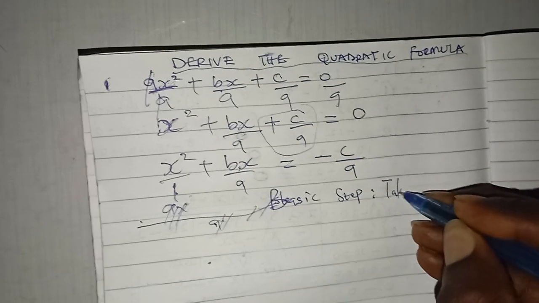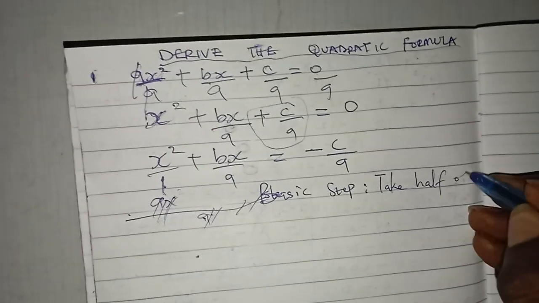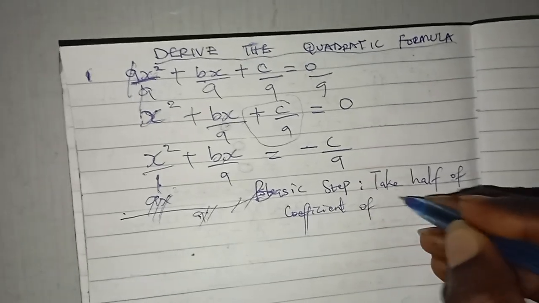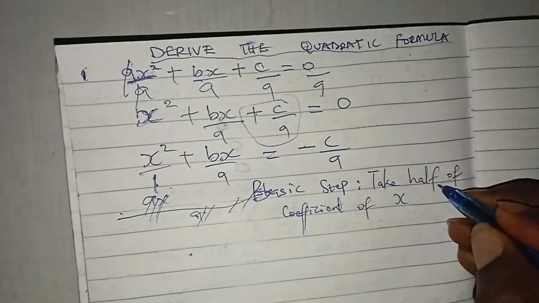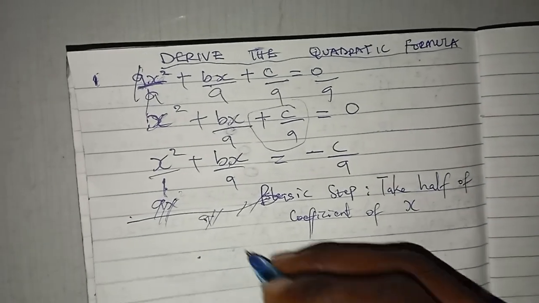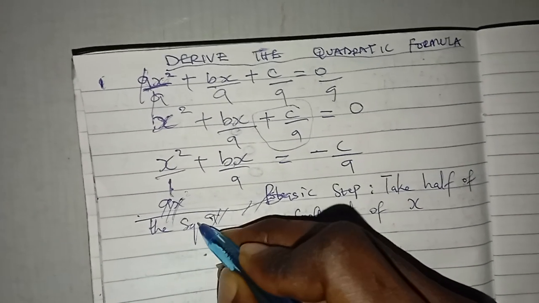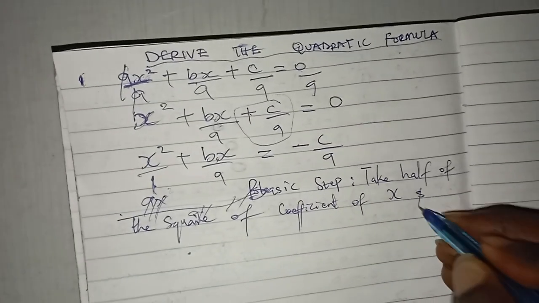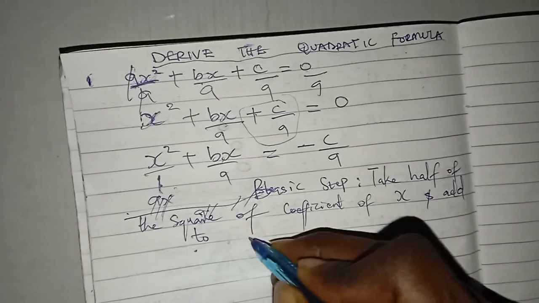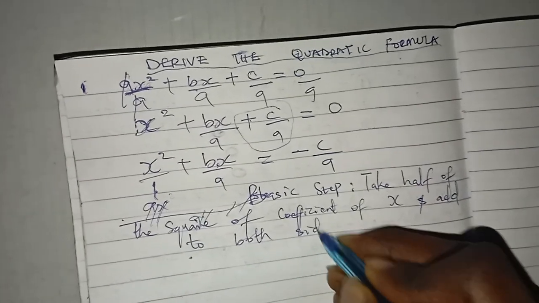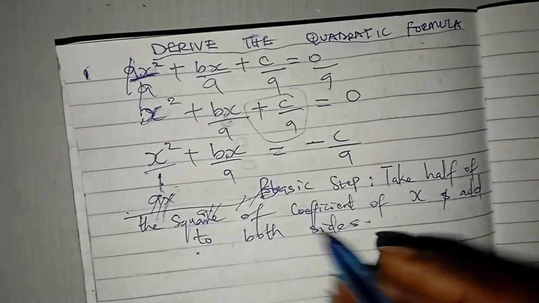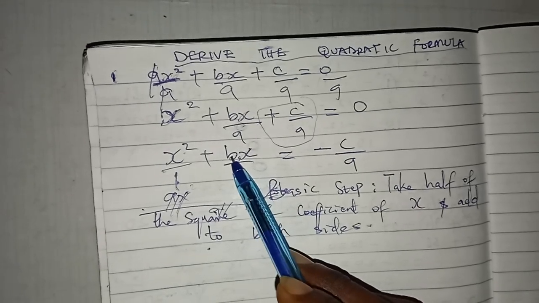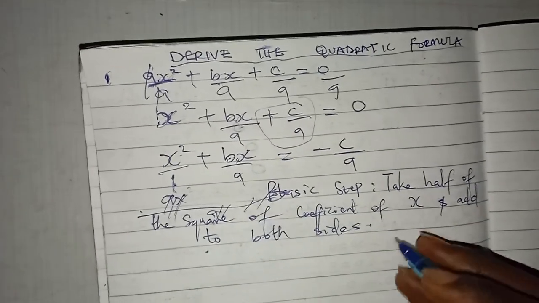We say take half of the square of the coefficient of x and add to both sides. So what it means is that the coefficient of x here, this is x squared, and the one that is x is the coefficient of x. The coefficient of x here is b over a.